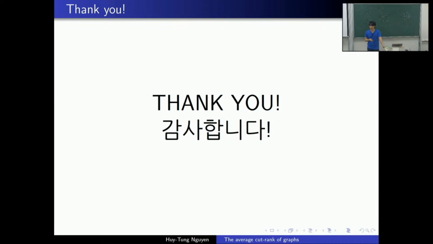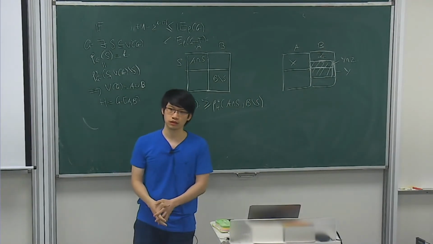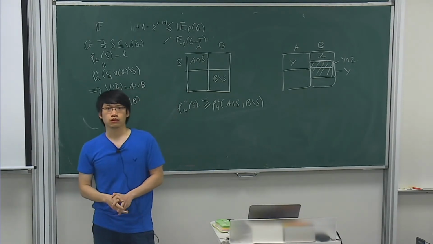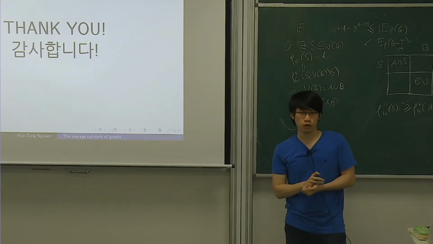Any questions? So you said that there are many examples where the average cut rank is close to the maximum cut rank. Are they dense graphs or sparse graphs, or is the size of the graph close to linear in K? The size of the graph is roughly n squared over 4.